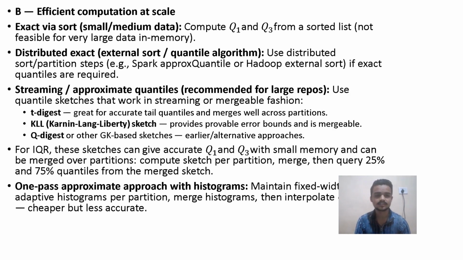Efficient computation at scale. To compute IQR at large scale, sorting the full dataset works only when the dataset is small enough. For big distributed datasets, we can use external sorting or quantile algorithms like Spark's approxQuantile if we need exact results. But for large real-world repositories, quantile sketches are the best option. Techniques like T-Digest, KLL sketch, or GK-based methods allow us to compute Q1 and Q3 with very high accuracy using very little memory. Each partition builds its own sketch and then all sketches are merged. From this merged sketch, we query to get the 25th and 75th percentile.